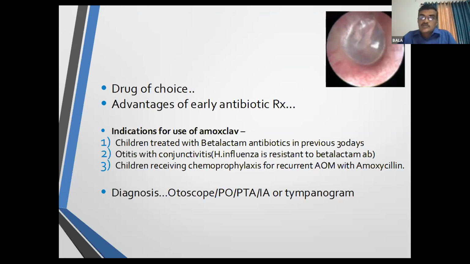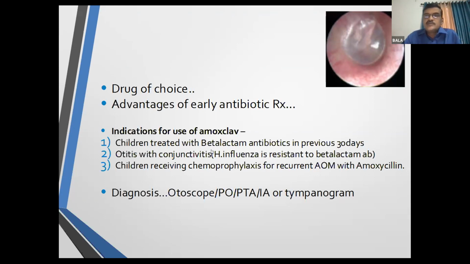Most of us start amoxicillin. IAP recommends amoxicillin rather than cefixime or other drugs. First line is amoxicillin; the difference between AAP and IAP is the dosage. According to IAP, we don't have much resistance to pneumococcus in India. 50 milligram per kg per day is enough, but AAP says 80 to 90 milligram per kg per day.